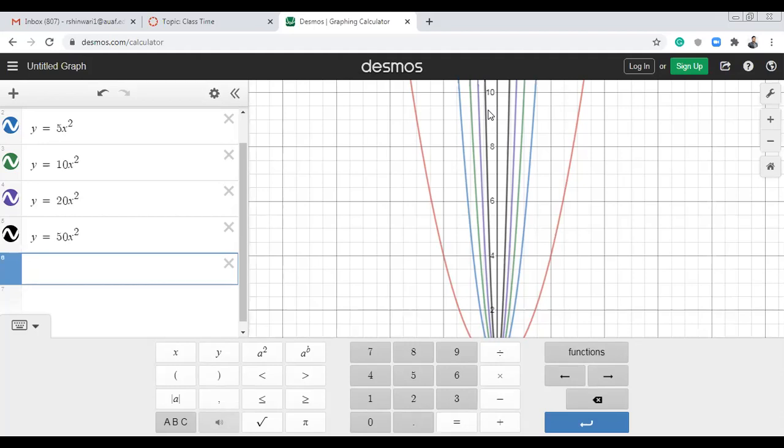Same for division, the graph will expand. Let me try the division.